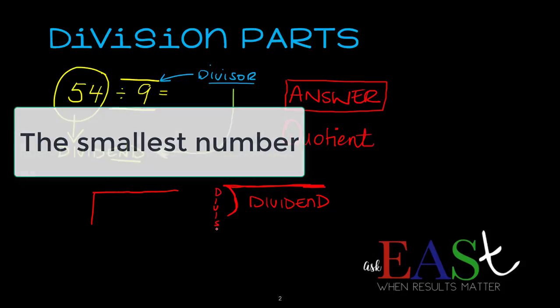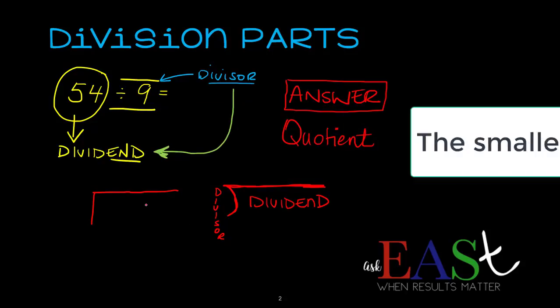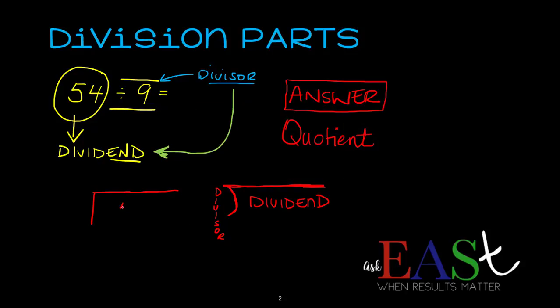So, how do we set this question up? Inside the house, you're going to have 54. Outside the door, you're going to have 9. Now, why is this important? Well, if you know your times tables, it's easy because you can just say to yourself, 9 times what will give me 54? But if you don't know it, then there's a trick that you can use.